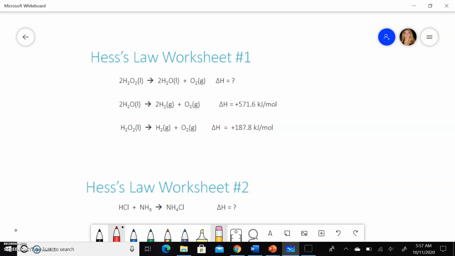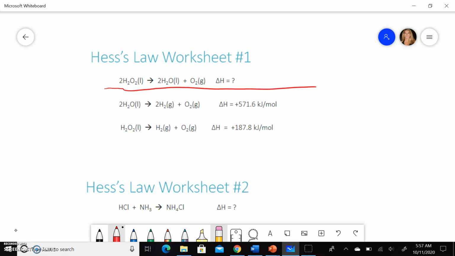So first of all, here's our overall reaction. I'm just going to draw a line to separate it so you can see the reaction from the series of steps. And then those two reactions under it are the series of steps that actually happen when hydrogen peroxide decomposes. H2O2 is hydrogen peroxide.